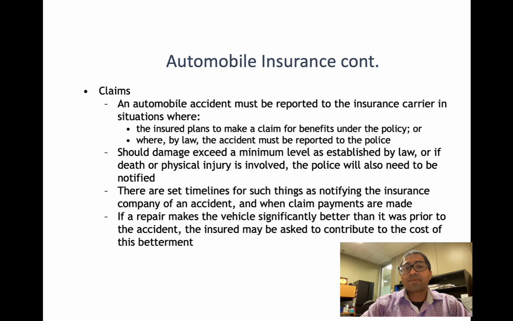Now in an insurance contract, especially in automobile, there would be a claim. So what is a claim? An automobile accident must be reported to the insurance carrier, where the insured plans to make a claim of benefit under the policy, or where by law the accident must be reported to police. So in case you have to report the accident to police, then you have to make the claim to the insurance carrier. You have to notify the insurance carrier.